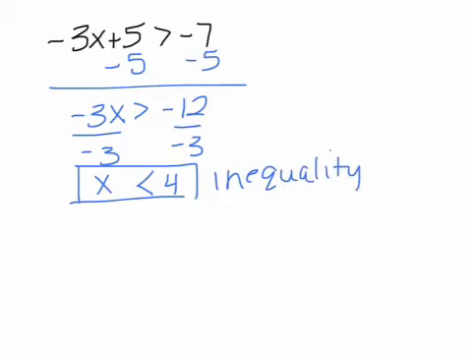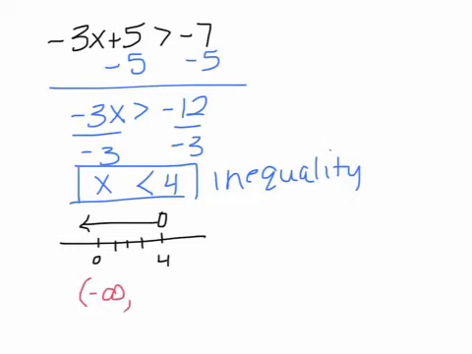If it asks for interval notation, what I like to do is graph it. Here's 0, here's 4, open circle, and x is everything less than 4. So my interval notation will go from negative infinity, because I read it from left to right, to 4 with an open parenthesis, and that's interval notation. I personally prefer interval notation, but if it doesn't ask, you can choose either answer.